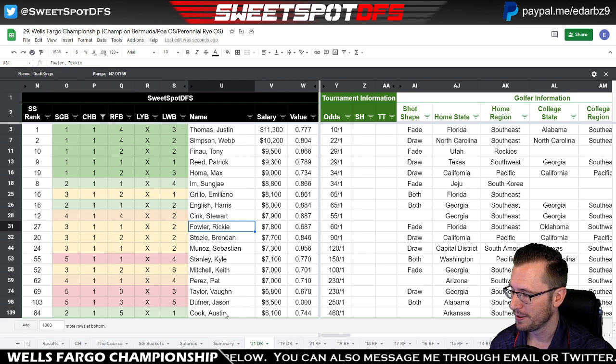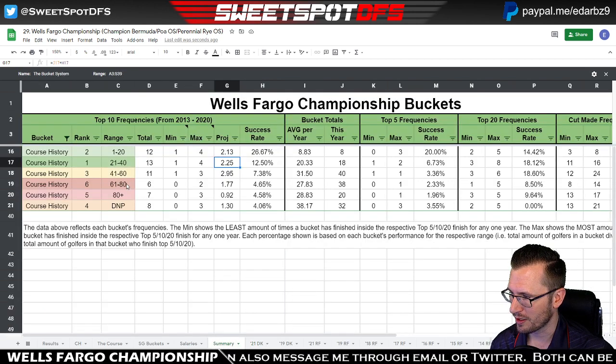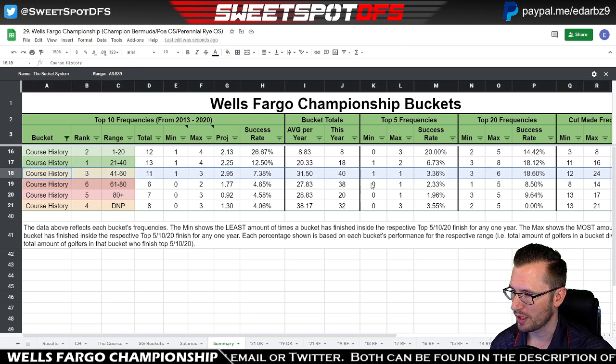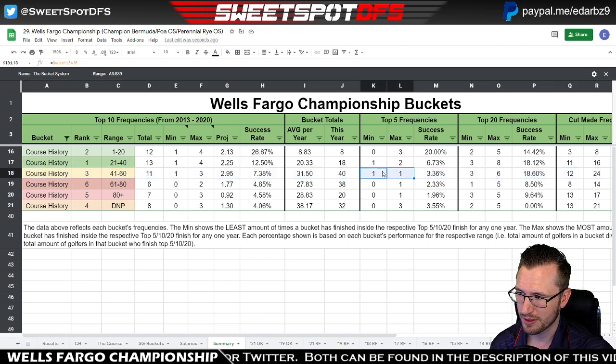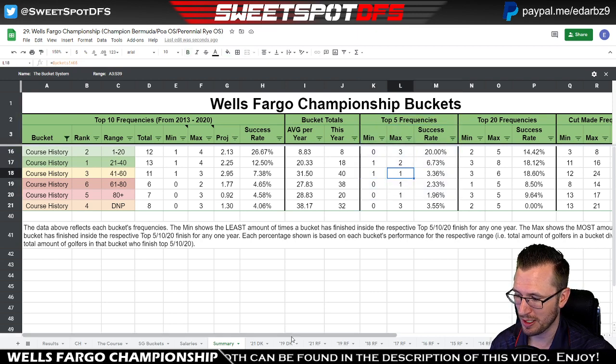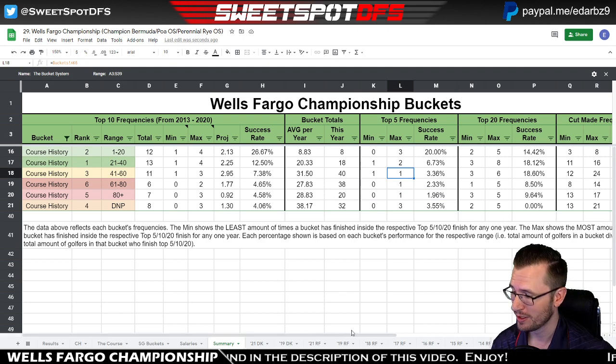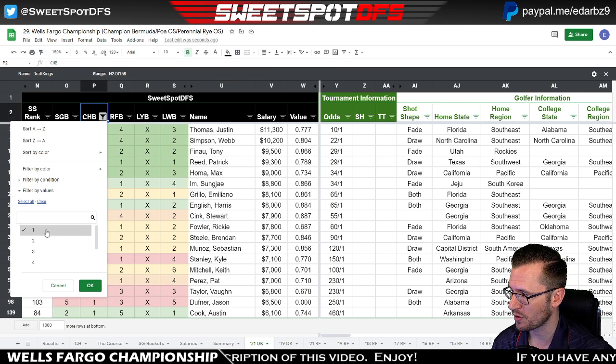Select 2. And since those are our top 2 buckets, I don't think I'm going to talk about any of the other buckets. Maybe I'll talk about course history bucket 3. Looking at the top 5 frequencies, a minimum 1, a max of 1. That means we've never seen more than 1 come out of this bucket, but we've always seen 1. That's okay. That's interesting. Let's take a look at our course history 3s.